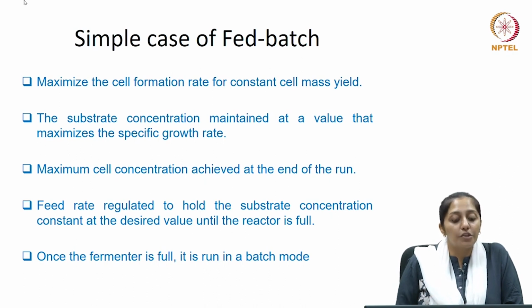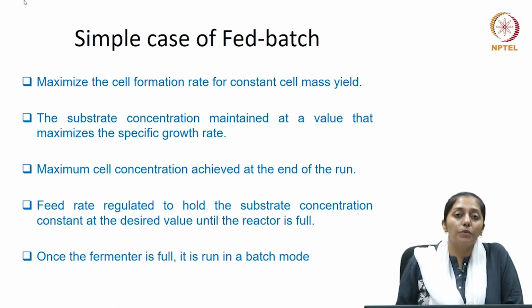So, in order to ensure that you achieve maximum cell concentration in the end with maximum yield and productivities, you keep the substrate concentration at a level where your specific growth rate is maximum and your cell formation rate, which means growth rate, is maximum at constant cell mass yield.